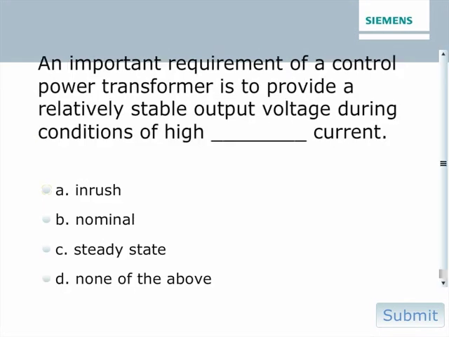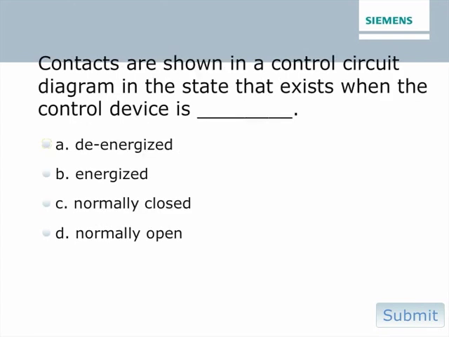Question 5. An important requirement of a control power transformer is to provide a relatively stable output voltage during conditions of high blank current. Is it A, inrush, B, nominal, C, steady state, or D, none of the above? It's now time for the final exam.